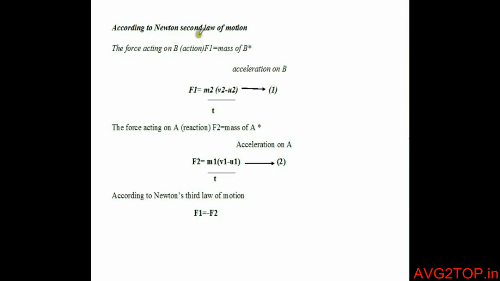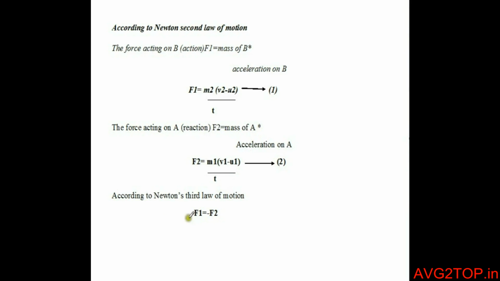According to Newton's second law of motion, the force acting on B, that is action F1, is equal to mass of B into acceleration of B. That is, F1 is equal to m2 into (v2 minus u2) divided by t, the first equation. The force acting on A, that is reaction F2, is equal to mass of A into acceleration of A. That is, F2 is equal to m1 into (v1 minus u1) divided by t.